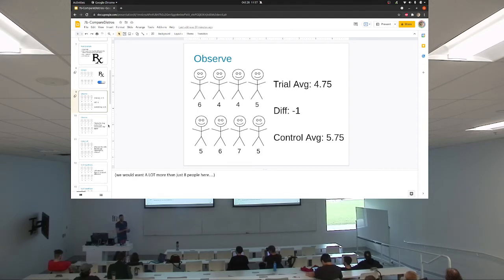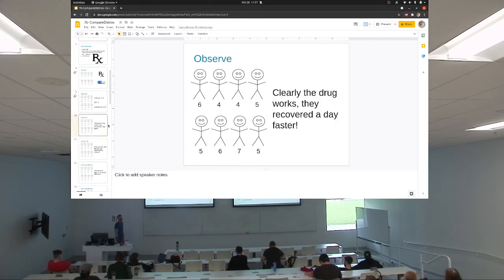Which you might think, well, is it worth it? Well, maybe the drug costs like 2 cents to make and it's a really painful, terrible thing. Yeah, fantastic. Maybe it's not. Maybe we don't care. I don't know. We can start talking about effect size and whatnot, but that doesn't matter right here. It does, but not for what I'm talking about. So clearly the drug works, right? They recovered a day faster. That's fantastic.